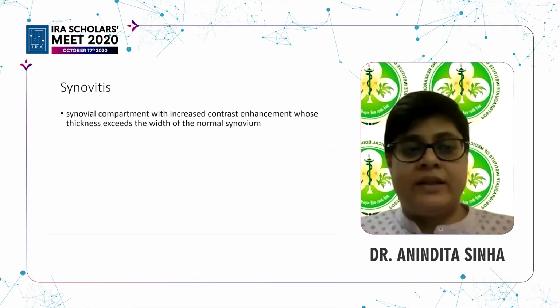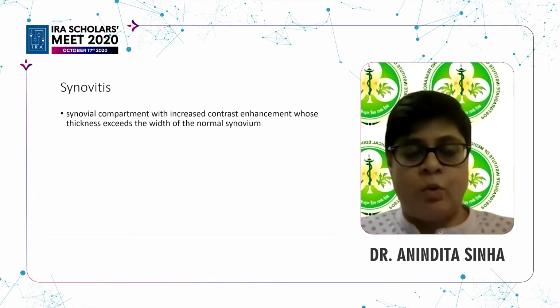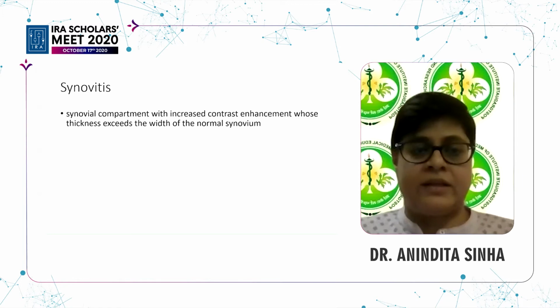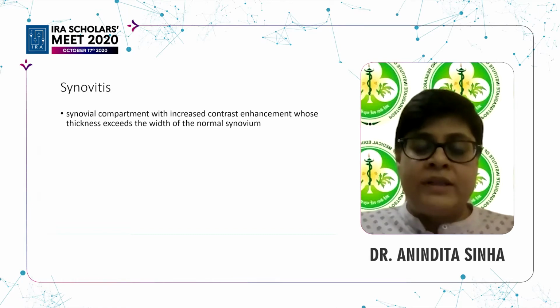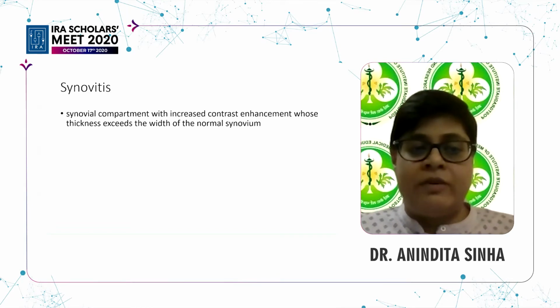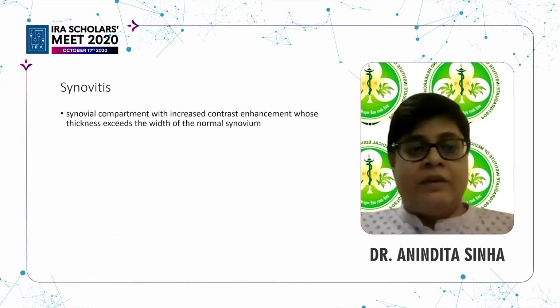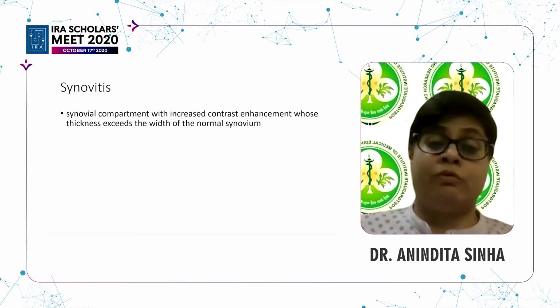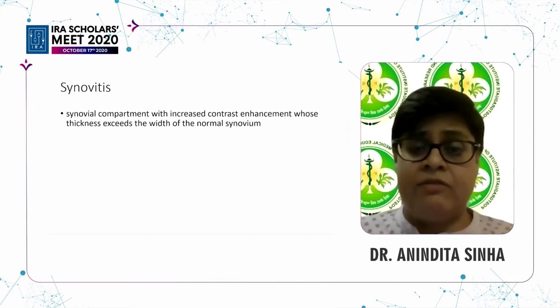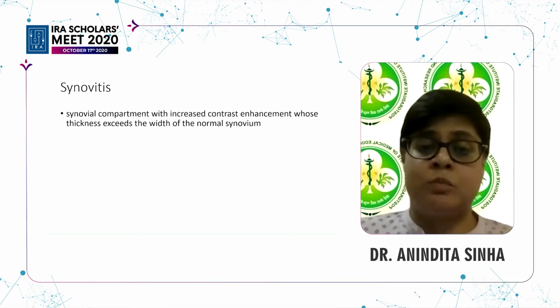So what is synovitis? The OMERACT describes synovitis as a synovial compartment with increased contrast enhancement whose thickness exceeds the width of the normal synovium, which is a very good definition. But the problem is that a normal synovium is generally not even visible in the MRI. Even if you do a high resolution MRI with the normal 3T sequence, you will not be able to visualize normal synovium. In fact, it is impossible in the small joints.